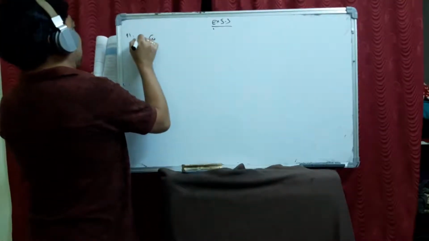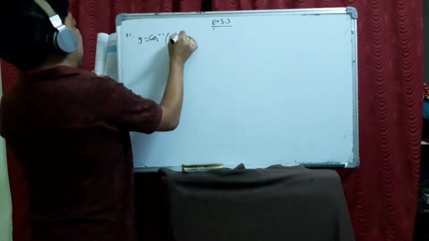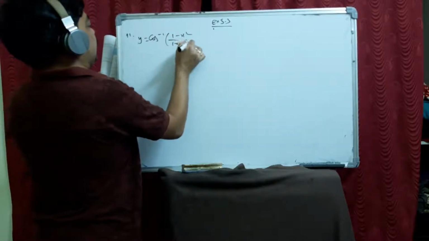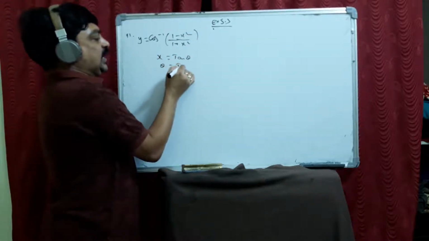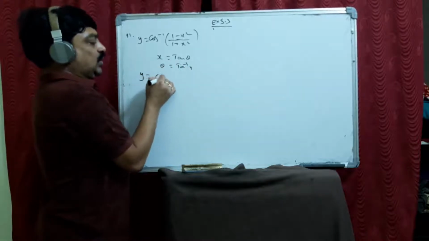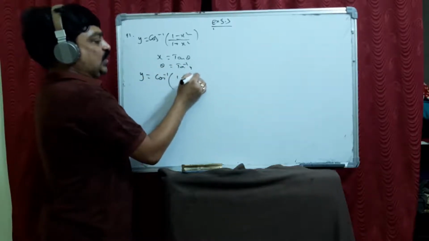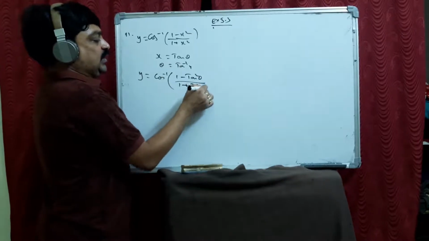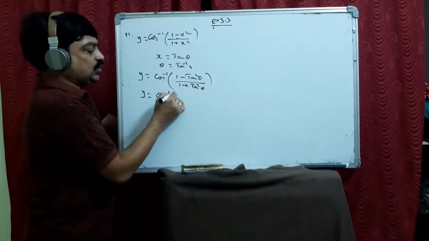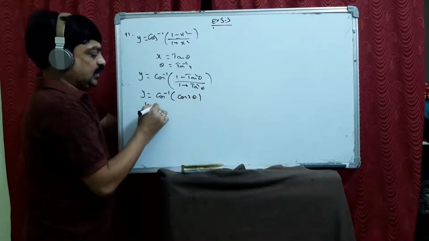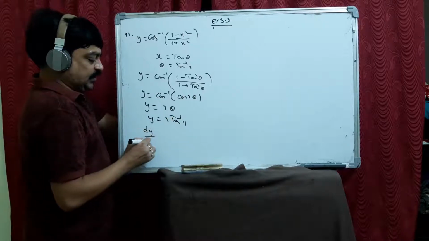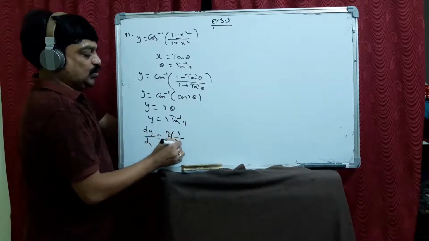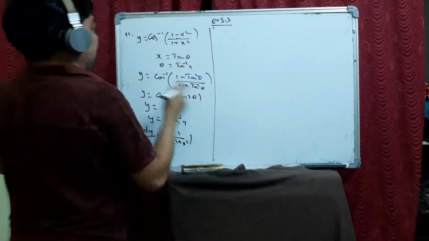Now see the 11th question. Same ditto. y is equal to cos inverse of 1 minus x square by 1 plus x square. It looks like a cos 2 theta. When you substitute x as tan theta and theta is tan inverse x, the same thing for all. Cos inverse of 1 minus tan square theta by 1 plus tan square theta is nothing but the formula of cos 2 theta. Cos 2 theta, it becomes 2 theta, y is 2 tan inverse x. When you take differentiation, dy by dx becomes 2 into 1 by 1 plus x square. See the 12th also.